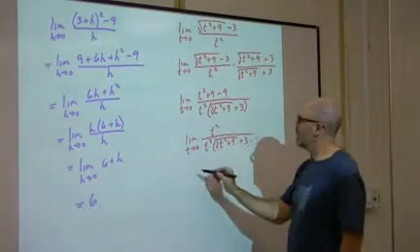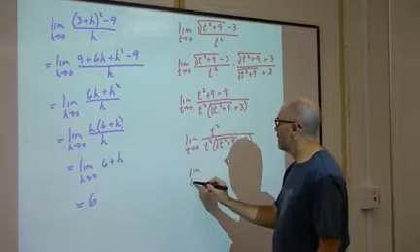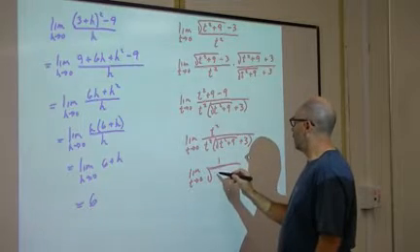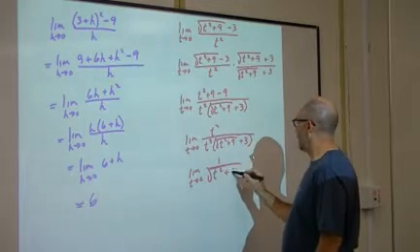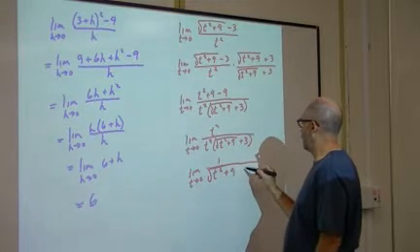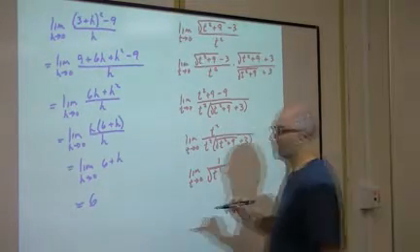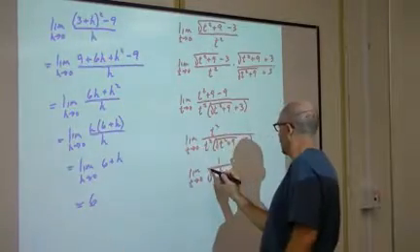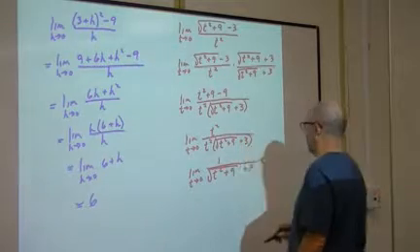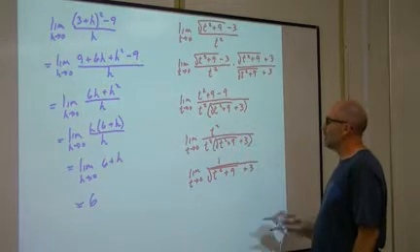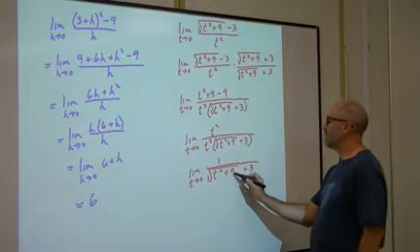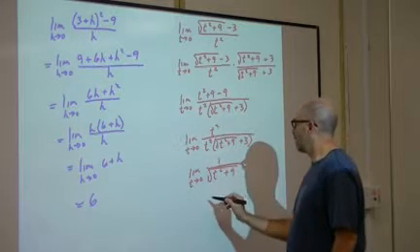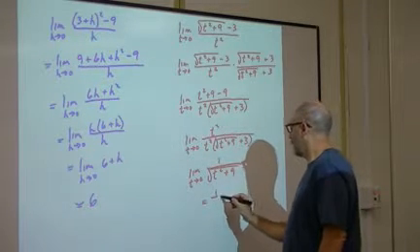Okay, so now we cancel the t squareds and we end up with the limit as t approaches 0 of 1 over the square root of t squared plus 9, plus 3. Notice we plug in 0 now, and you get the square root of 9 is 3. 3 plus 3 is 6. So this whole thing just equals 1 over 6.